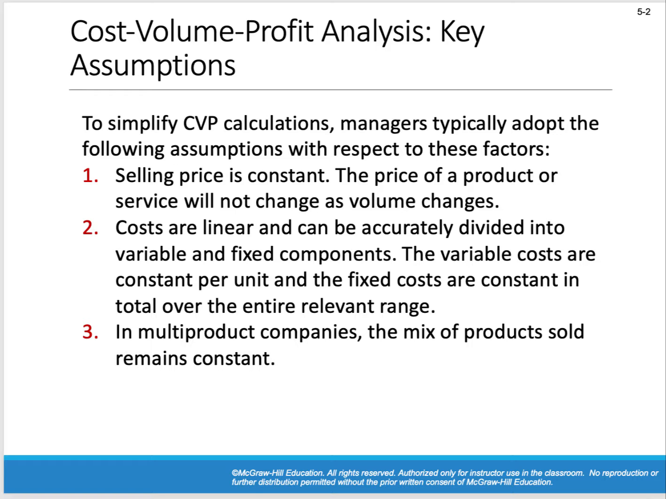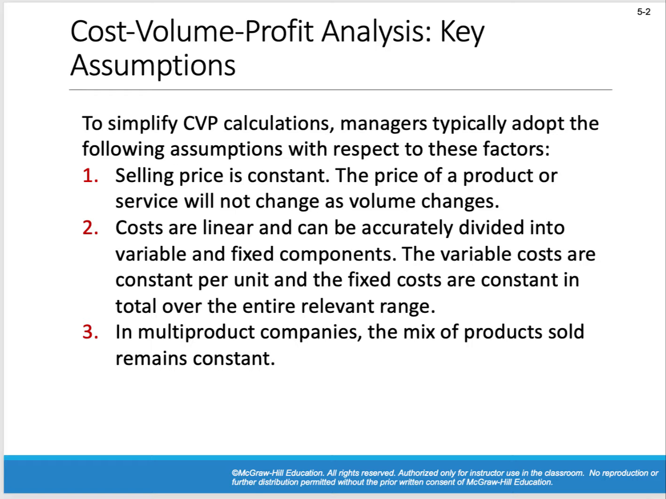Remember, we said that variable costs in total change in direct proportion to changes in levels of activity. However, variable costs on a per unit basis are going to remain the same. They're going to remain constant, right? And we said that fixed costs in total remain unchanged, meaning they remain the same, again, as long as we're within that relevant range.